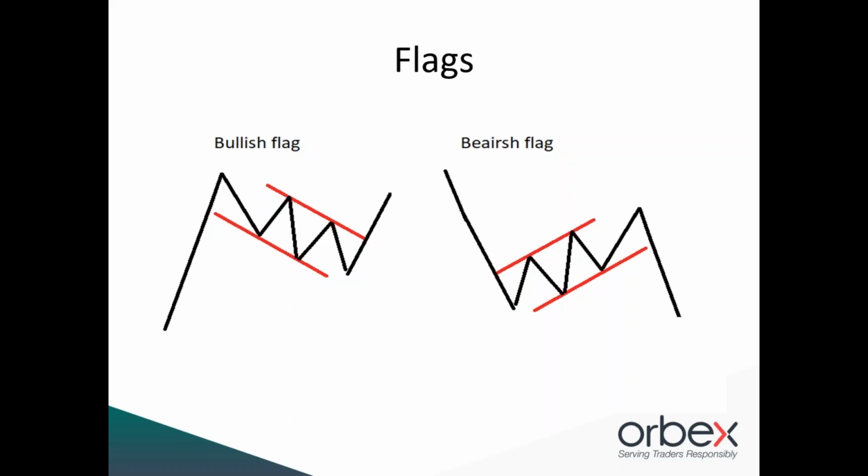So essentially what the flag represents is a correction within the trend and then a continuation. Okay, so for the bullish flag, we have price moving higher. We have a retracement lower, which occurs within this bearish channel, and then a break of that bearish channel, signaling a continuation of the bullish trend. With the bearish flag, we have an initial bearish move, a correction higher, which occurs within this short-term bullish channel, and then a break of that short-term bullish channel and a continuation lower.